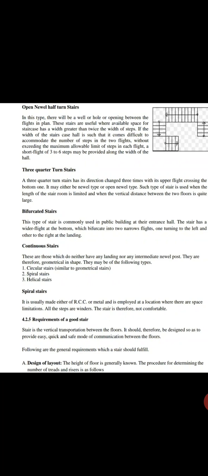If the width of the staircase hall is such that it becomes difficult to accommodate the number of steps in the two flights without exceeding the maximum allowable limit of steps in each flight, a short flight of 3 to 6 steps may be provided along the width of the hall.